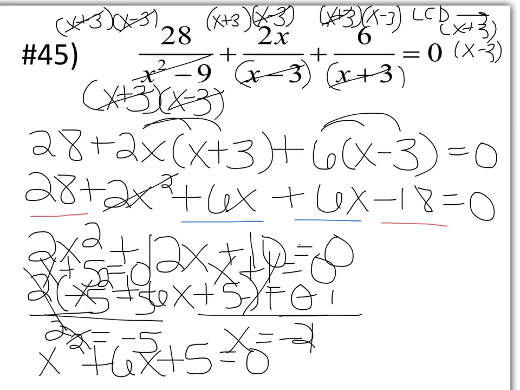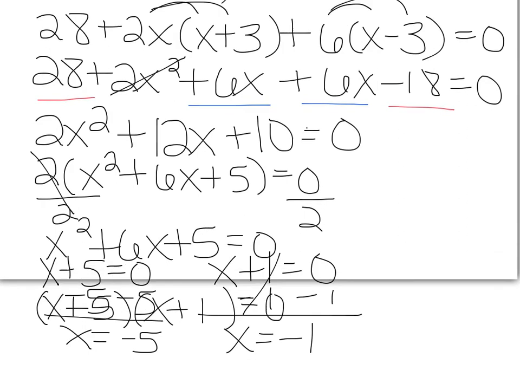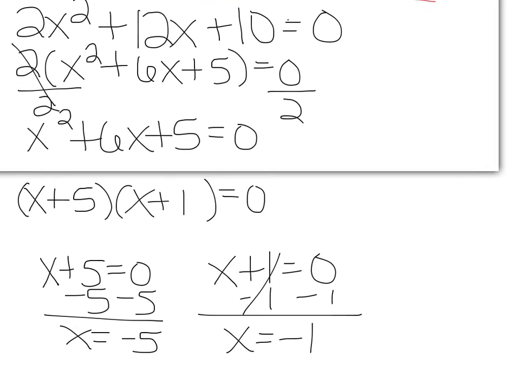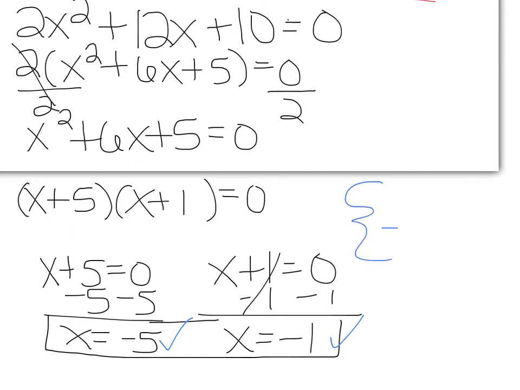So let's go back up here. Negative 5, negative 1. If I put a negative 5 in here, I get negative 8. If I put a negative 5 in here, I get negative 2. Same with both of these. If I put a negative 1 in here, I get negative 4. If I put a negative 1 in here, I get 2. Same as here. So I checked both of them. They're both okay. Check, check. And so if you wanted to write them as a solution set, you could say negative 5, negative 1.